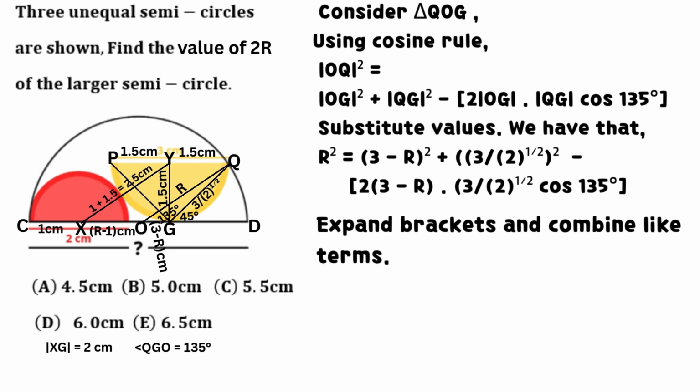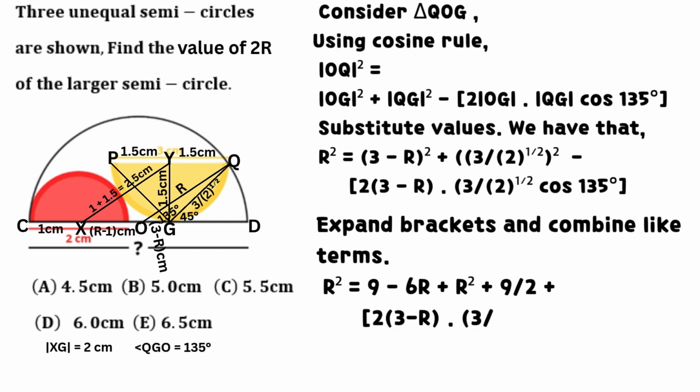Expand brackets and combine like terms. We have that the square of r equals 9 minus 6 times r plus the square of r, plus half of 9 plus, in bracket, 2 times the product of, in bracket, 3 minus r and 3 divided by the square root of 2, multiplied by 1 over the square root of 2.